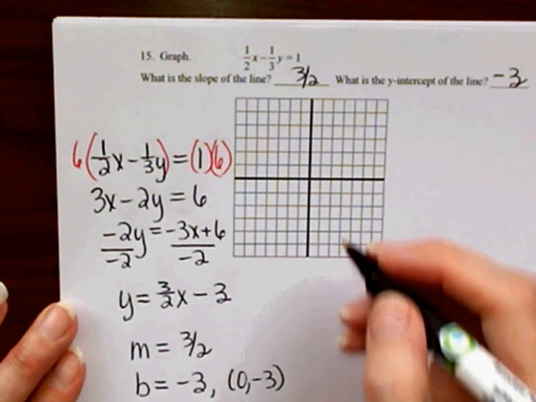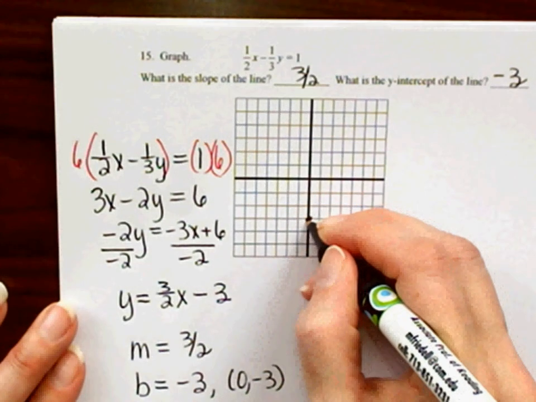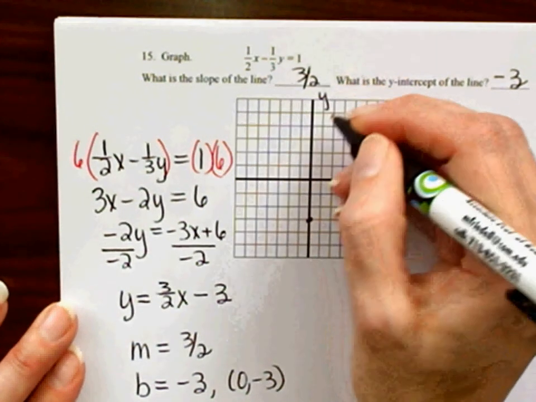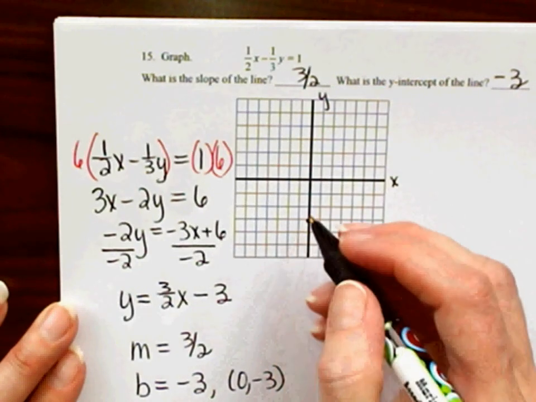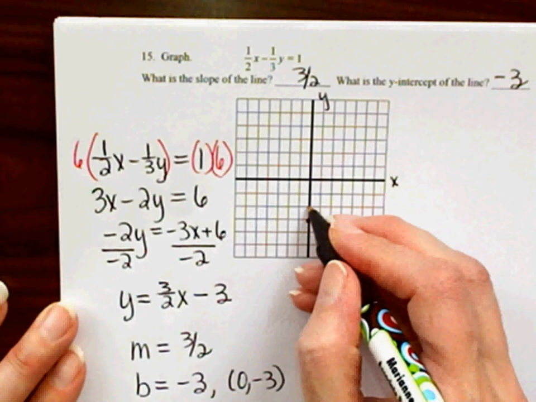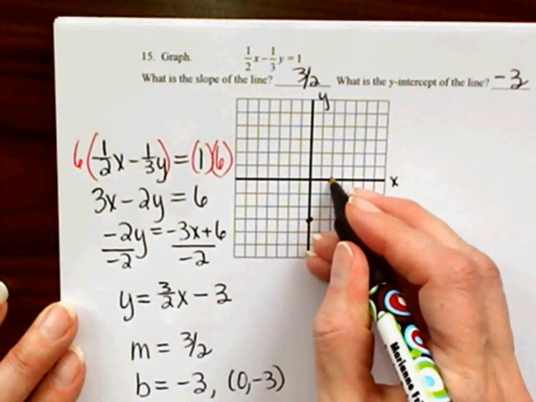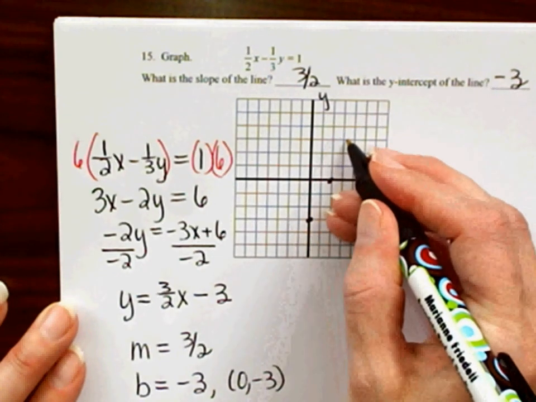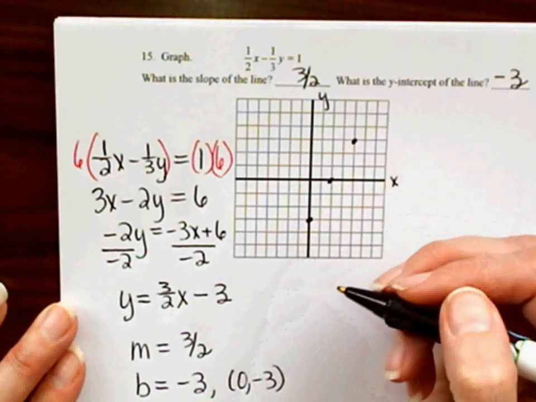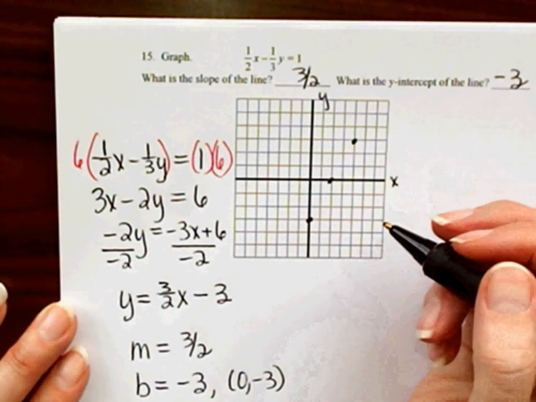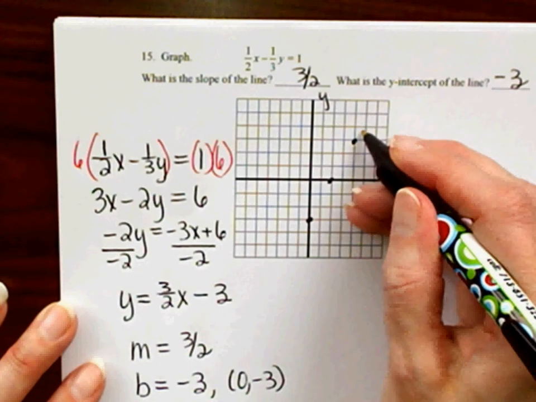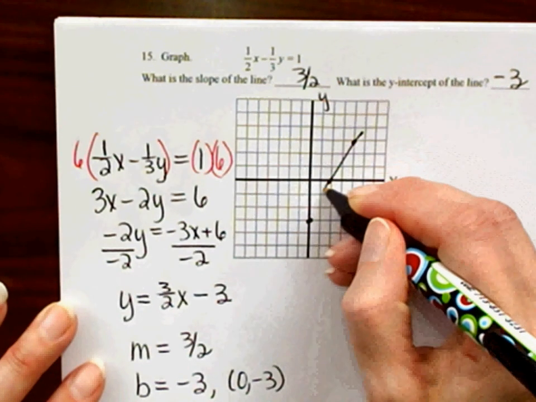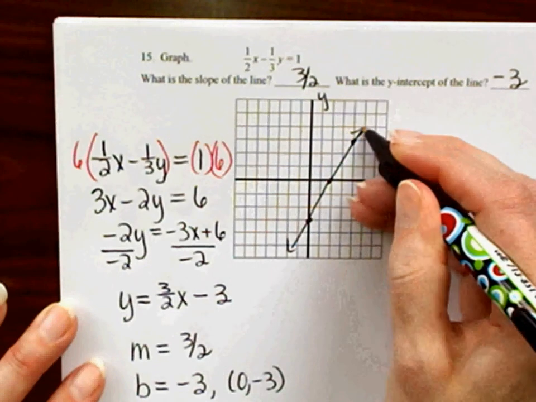Alright, so (0, negative 3) has to cross my y-axis, which it is. Slope, 3 over 2, so up 3 to the right 2. Up 3 to the right 2. Because remember, you have to have 3 points for my graphs, so don't forget, you need 3 points to get full credit. We're going to connect the dots, and we have our lovely line.